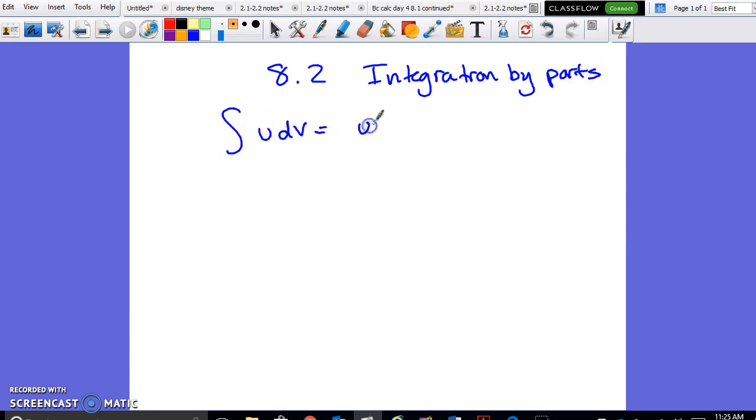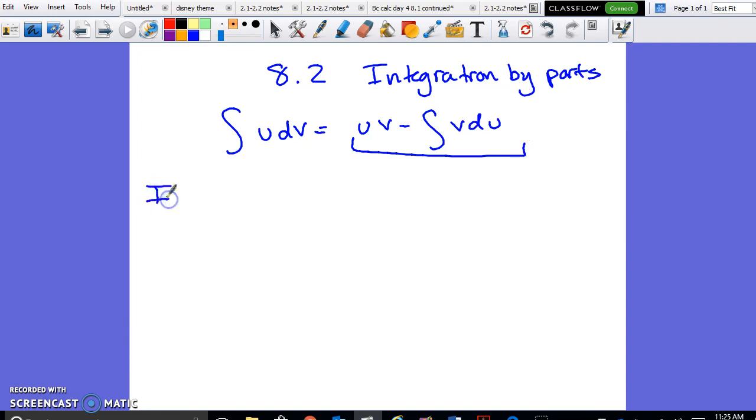And I'm sure you've seen this before. This is the formula for it. So in every problem, you're going to have a u and a dv, and then you're going to use that to find v and du, and you're just going to plug it into this right here.